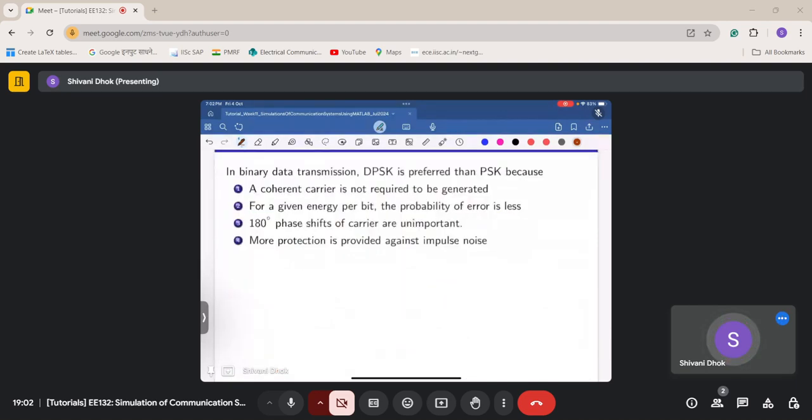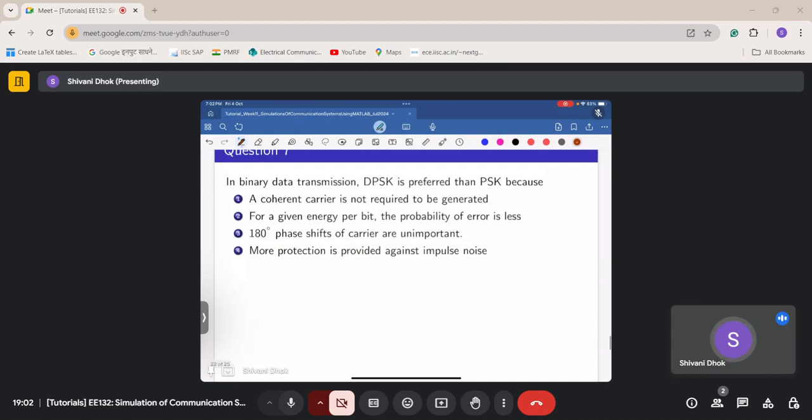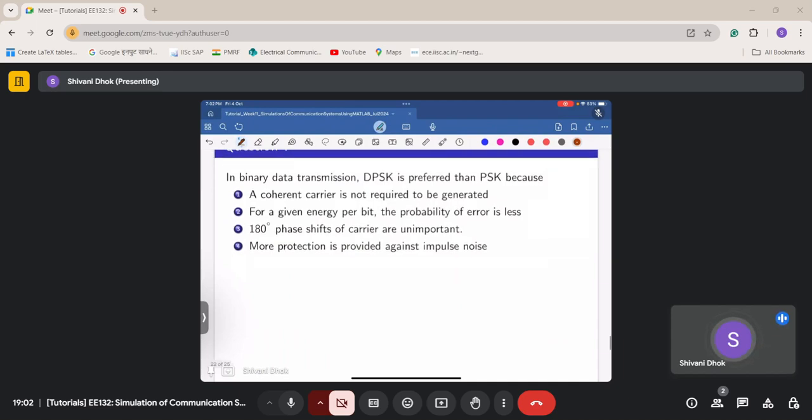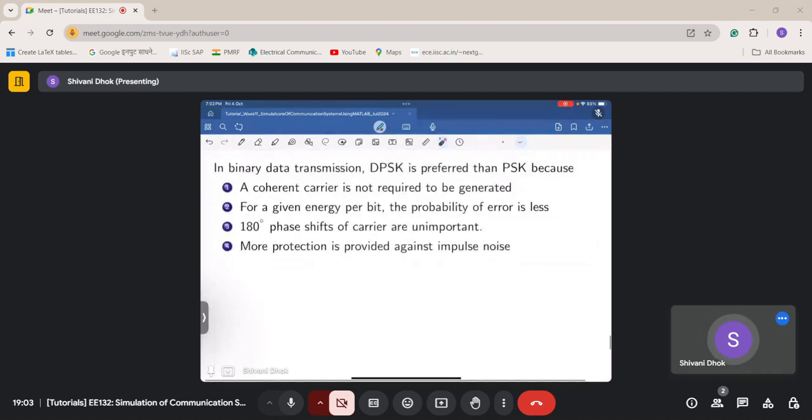So this question is, in a binary data transmission, DPSK is preferred over PSK because: option 1, a coherent carrier is not required to be generated. Option 2, for a given energy per bit, the probability of error is less. No, we have seen this, this is not the correct option. Then, 180-degree phase shifts of carriers are unimportant. No. More protection is provided against impulse noise. No. So the correct option is, a coherent carrier is not required to be generated.